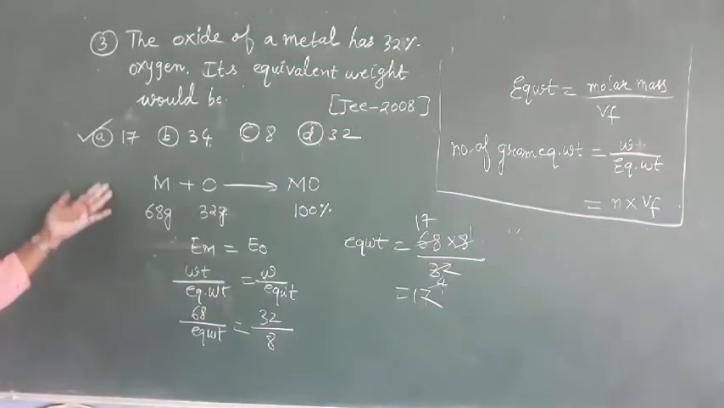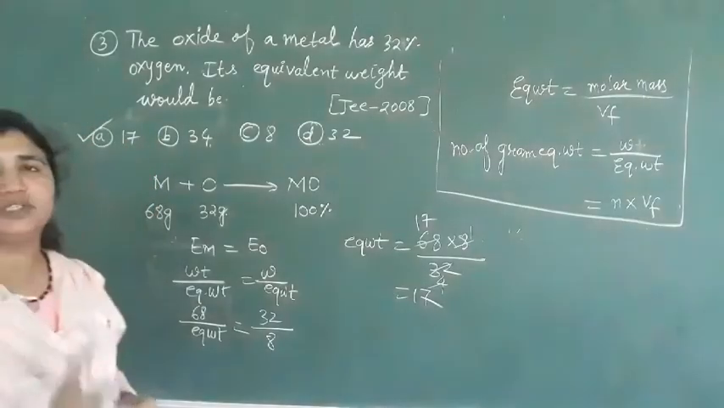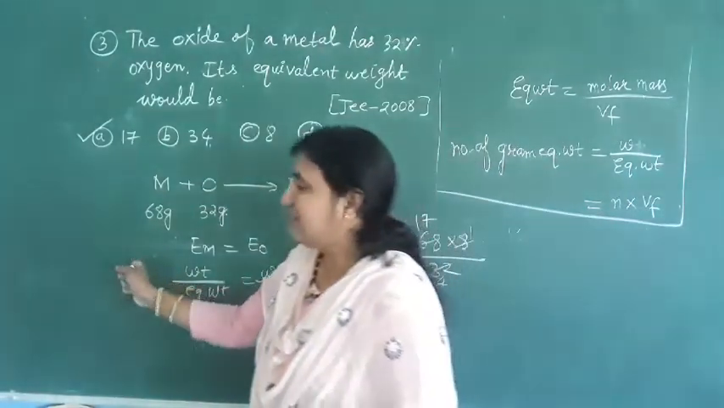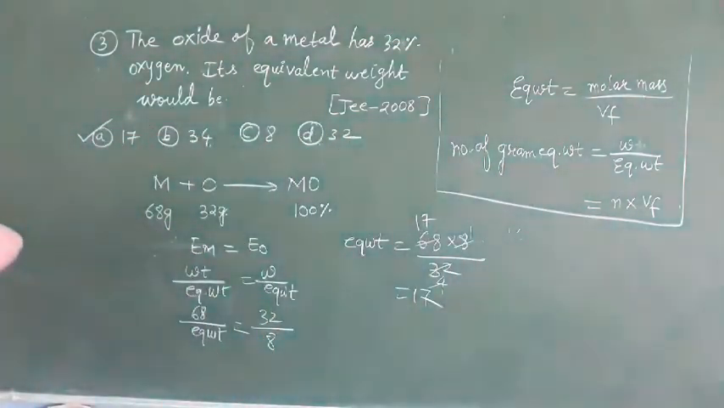Very easy only. They will give either the oxygen or the metal oxide weight, and you have to find out the atomic weight. Equivalent weight you can find out very easily here.